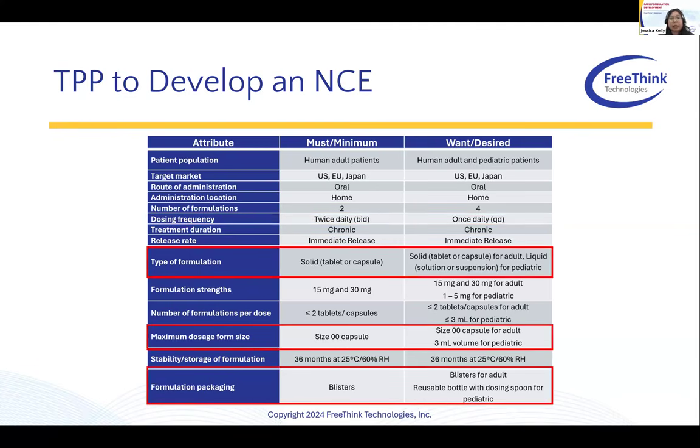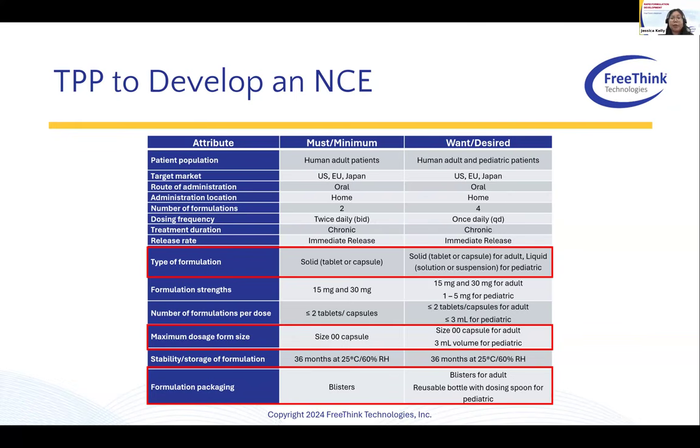So now, as we identified before, we want to develop a product for pediatric patients. So we must now consider what types of dosage forms and packaging are appropriate for that target population. So for example, an adult patient can swallow better than a pediatric patient. So in the type of formulation attribute, a solid dosage form like a tablet or capsule is appropriate. However, pediatric patients would need a liquid formulation for swallowability.